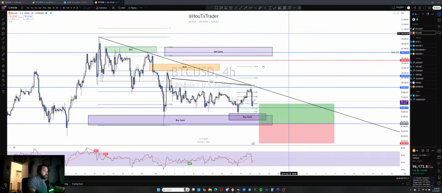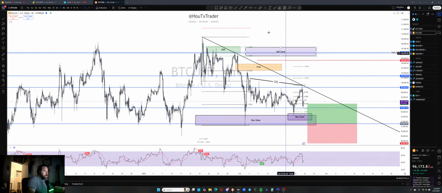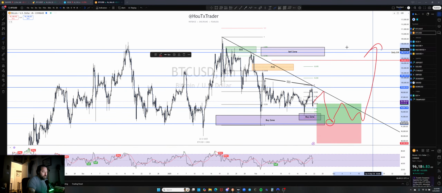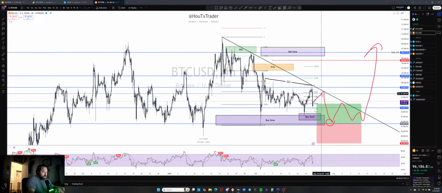Perhaps, it would not be a bad thing if this just comes up, finds this trend line, and then rejects again, right? And then finds it. And then maybe it wants to do this for a couple of days. I don't know. But we have to be aware of where that trend line is.